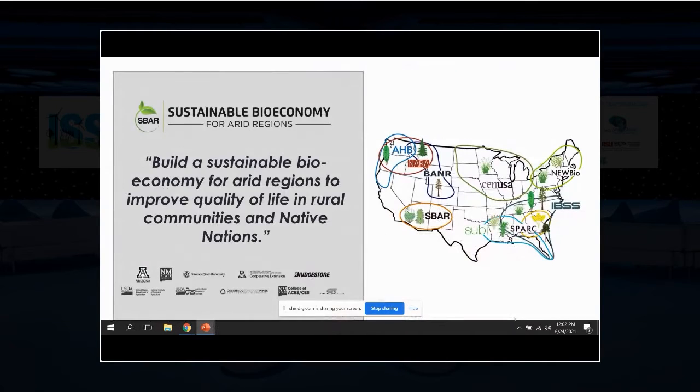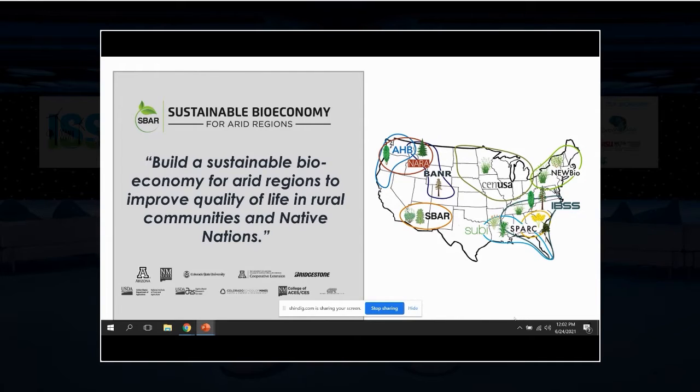So I worked on a project for the USDA. It's called the Sustainable Bioeconomy for Arid Regions. And the mission statement is to build a sustainable bioeconomy for arid regions to improve quality of life in rural communities and native nations. And the SBAR, Sustainable Bioeconomy for Arid Regions, in the map is down in the American Southwest, so in Arizona and New Mexico.